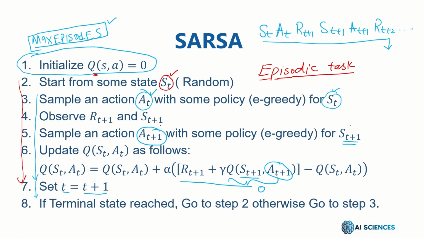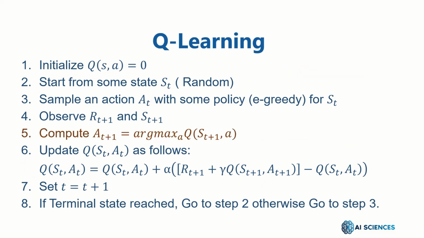So focus on this. You have sampled an action AT plus 1 with a particular policy from the state ST plus 1. The difference between Q learning and SARSA is, it is again exactly the same as SARSA. You initialize, you have some random state to start with. You sample an action with some policy, maybe a greedy policy, or maybe just uniform random sampling, where all actions are equally likely, or maybe some epsilon greedy policy, whatever. You have some policy to sample an action AT.